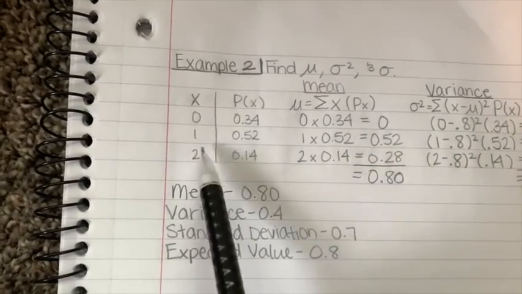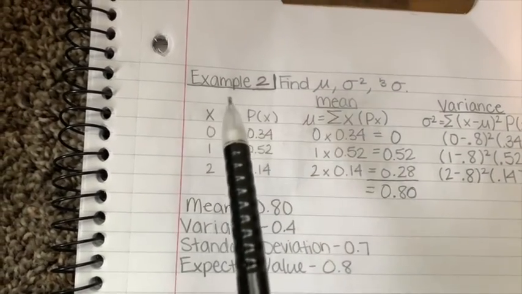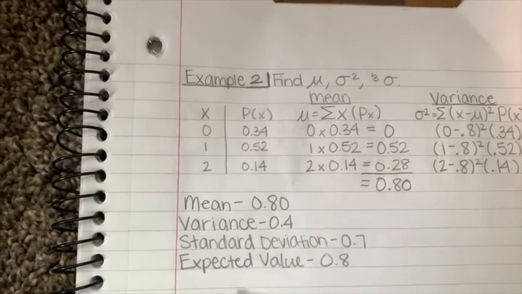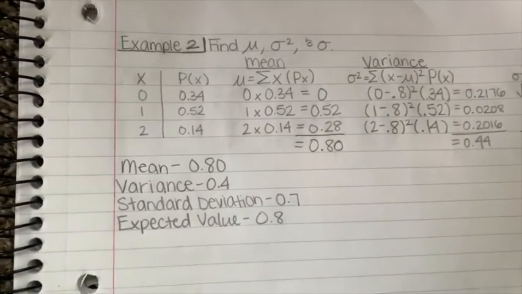Then we see here how each of these variables is an integer, and so we're going to round each one to 1 decimal place.